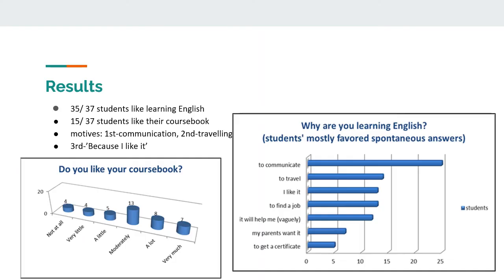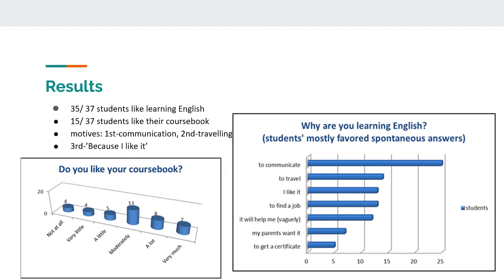One of the most important findings of this needs analysis questionnaire is the students' overall attitude towards learning English. The vast majority, 35 out of 37 students, expressed the opinion that they like learning English. Bearing in mind that students' answers were anonymous, this result is surely worth mentioning. Although students have demonstrated their positive attitude towards English, 1/3 of the class seems to be quite discontented with their coursebook. Another essential issue the teachers sought to know is the students' motives for learning English.